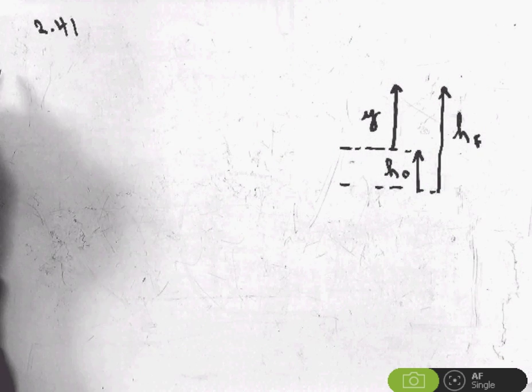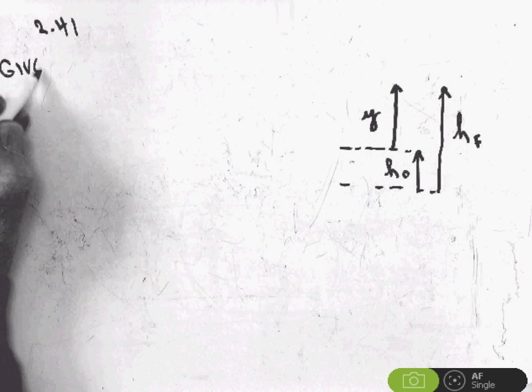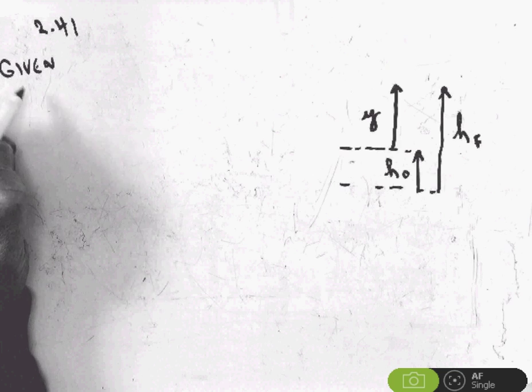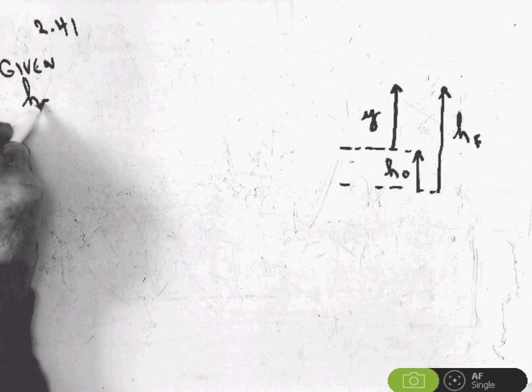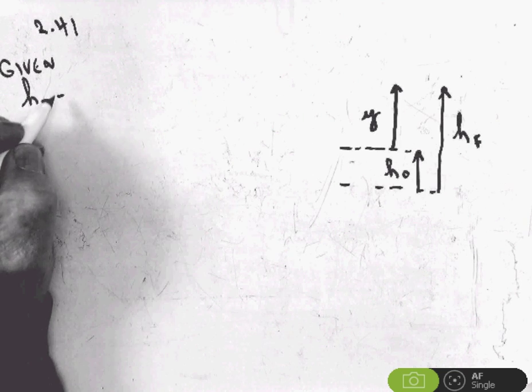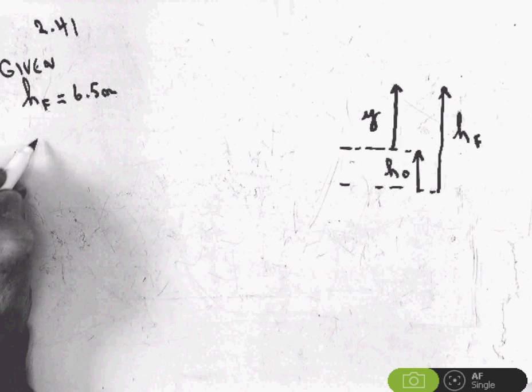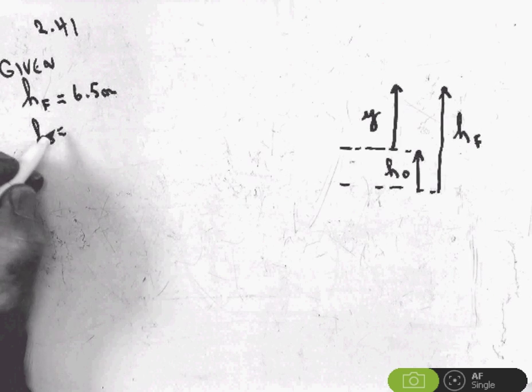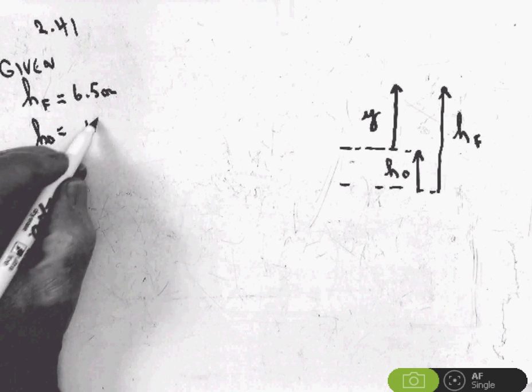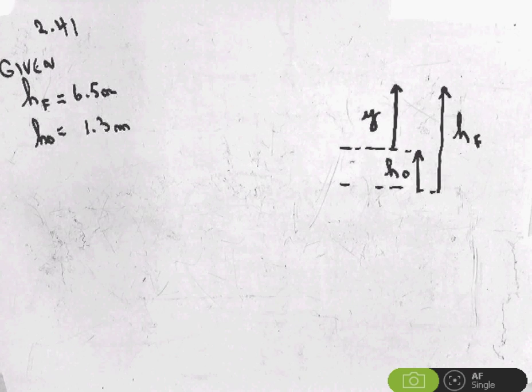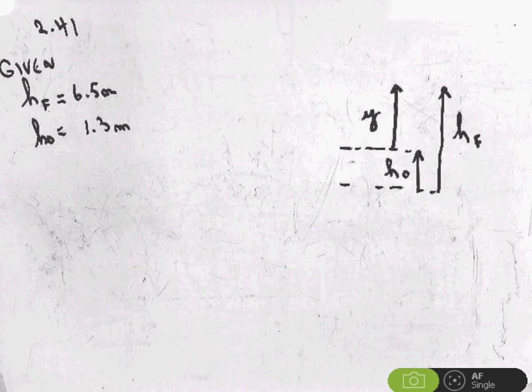Now we're given that h of the Frisbee is equal to 6.5 meters, and h naught is equal to 1.3 meters. So the difference in those two will be the y value that we'll plug into our kinematic equation.